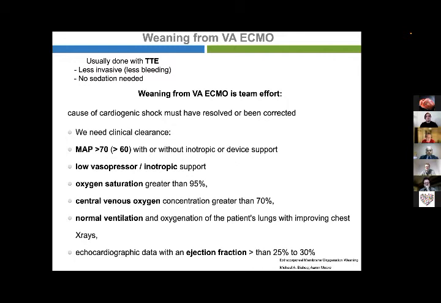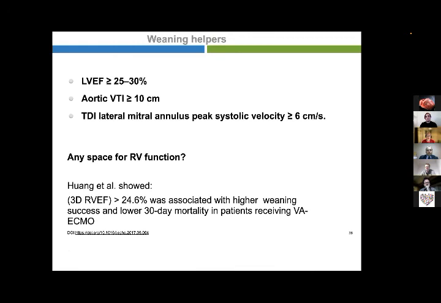And of course, echocardiographic data is very important. LV function above 25 or 30% is very helpful. So our weaning helpers are LV function above 25, 30%, aortic VTI greater or equal to 10 centimeters, and TDI lateral mitral annulus peak systolic velocity above 6 centimeters per second.